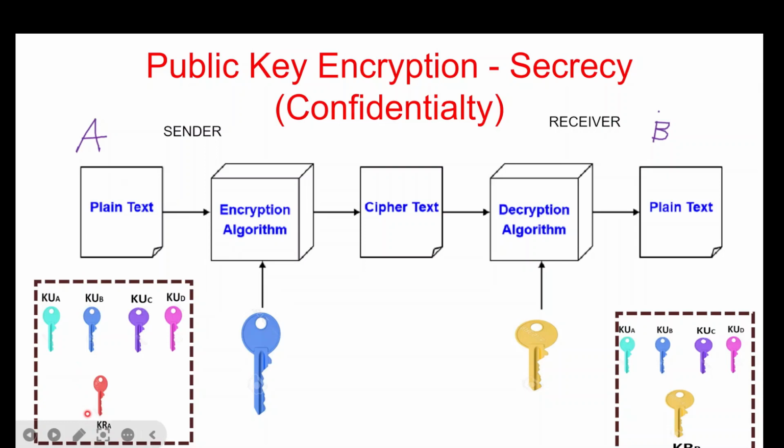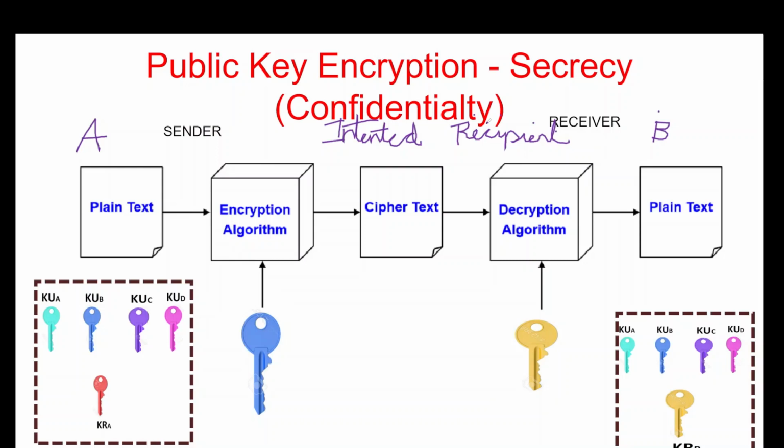Now let us see how this is used to provide confidentiality or otherwise secrecy. We have to remember that confidentiality or secrecy is about whether the message reaches the intended recipient. We discussed authentication. Authentication means the intended source. Secrecy or confidentiality means whether it reaches the intended recipient.